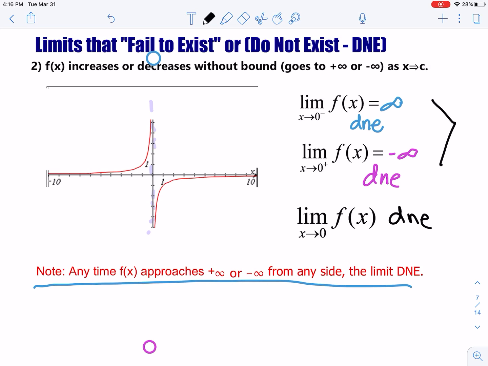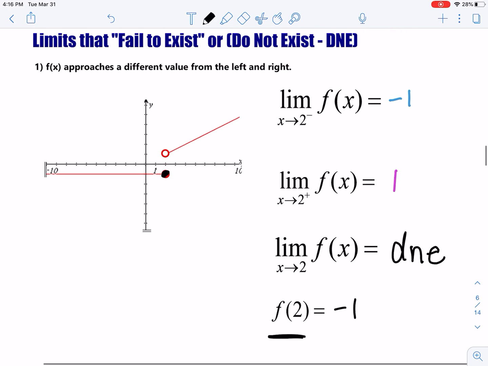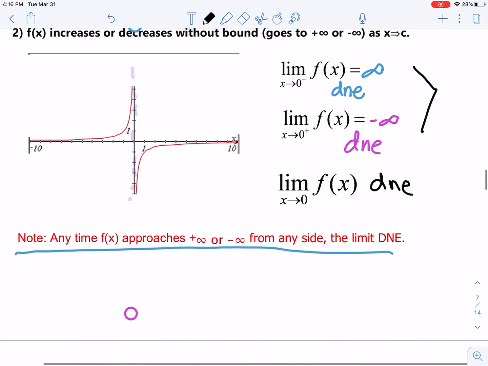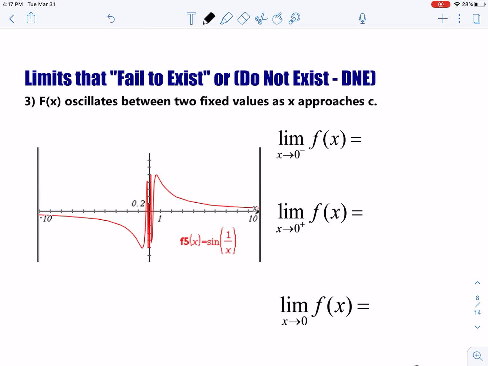All right, those are your most two common ways where limits will fail to exist. So either what we call a jump, where your left and right exist, but they're different, or a vertical asymptote, okay? So where your limits are plus or minus infinity. All right, a couple more ways, though not as common. Limits can fail to exist if they oscillate back and forth, okay?